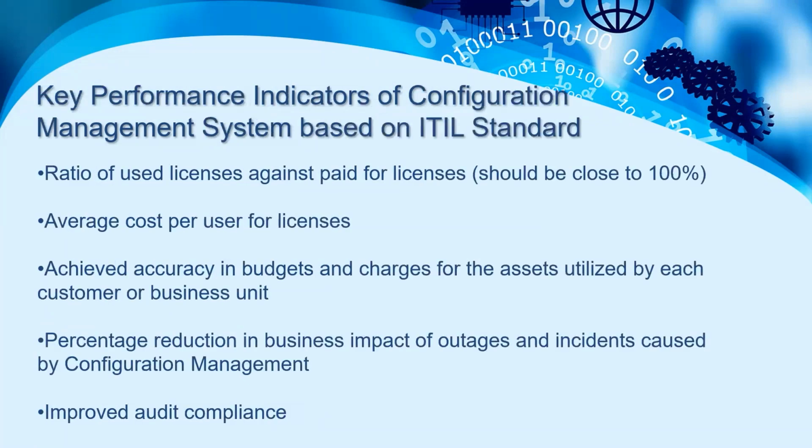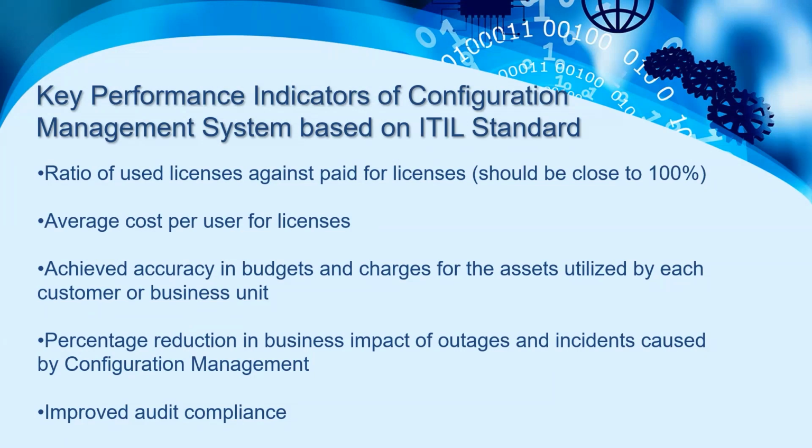All right, the next slide talks about key performance indicators of a configuration management system based on the ITIL standard. Based on the ITIL standard, there are quite a number of ways we can ascertain that our configuration management system is performing as expected. The first one is the ratio of used licenses against paid-for licenses. This should be close to 100%. So what this means is that if you have subscribed for, let's say, 10 licenses, you must make sure that you actually need 10 licenses to function.